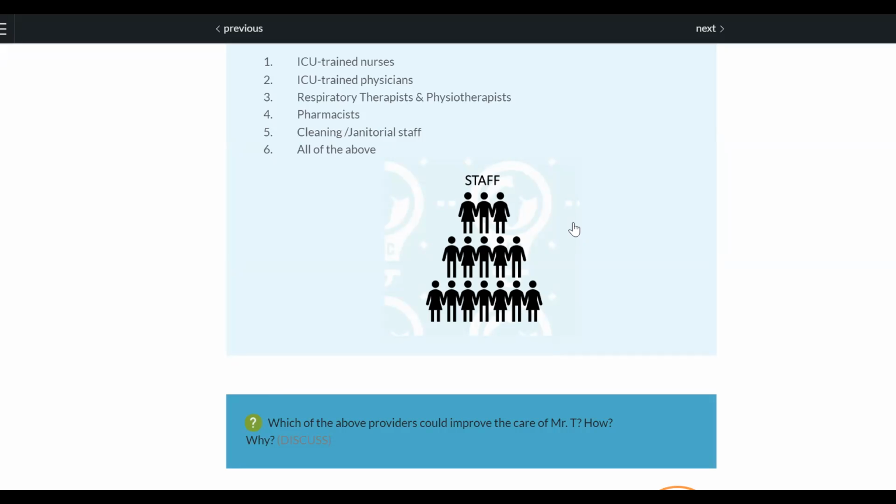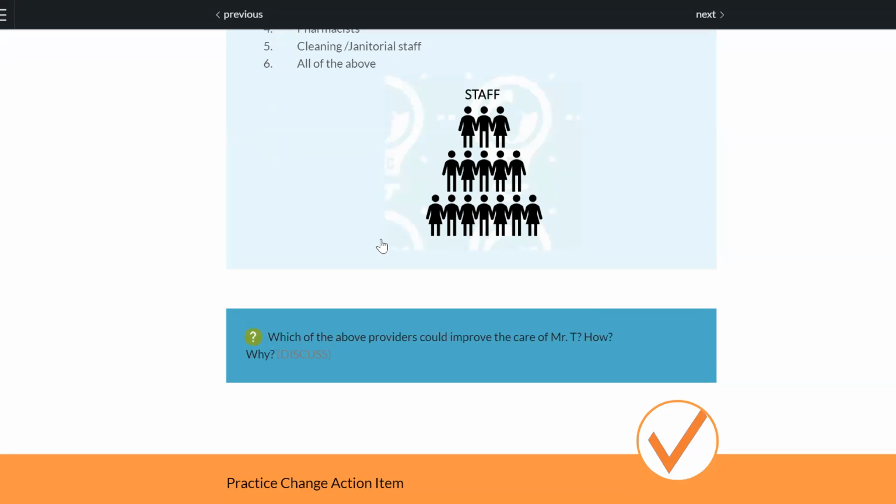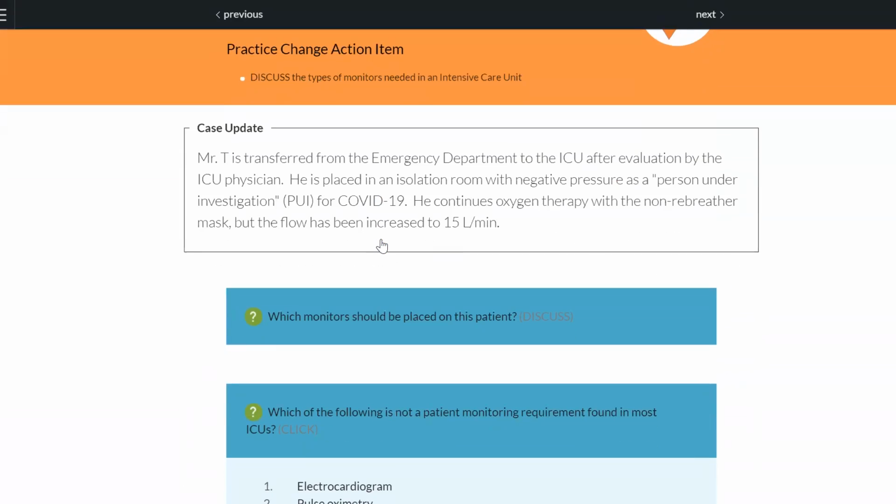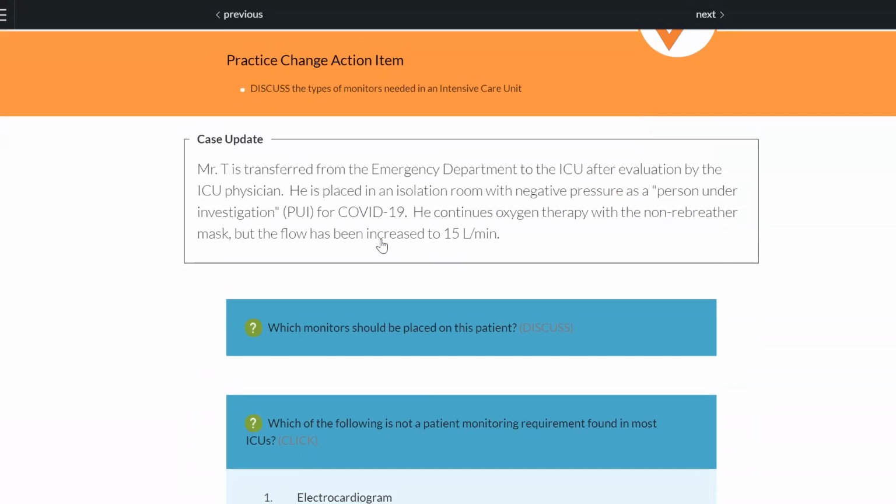So for this patient, everyone in ICU has a specific role that they play towards making the patient's life more comfortable and actually improving the outcome of the patient. So all these people have a role in ICU, and they can actually make an impact in Mr. T's improvement. Okay. So, Dr. Rachel?